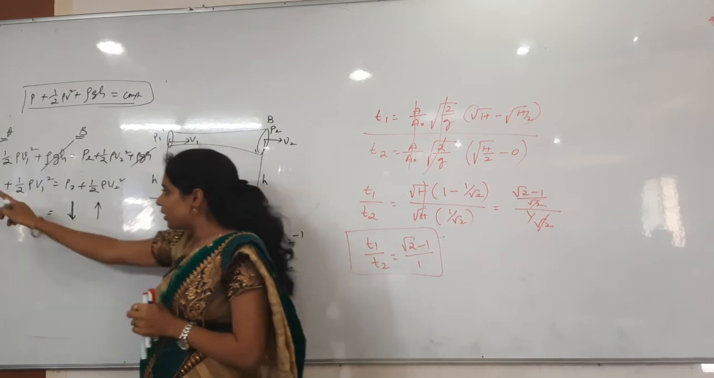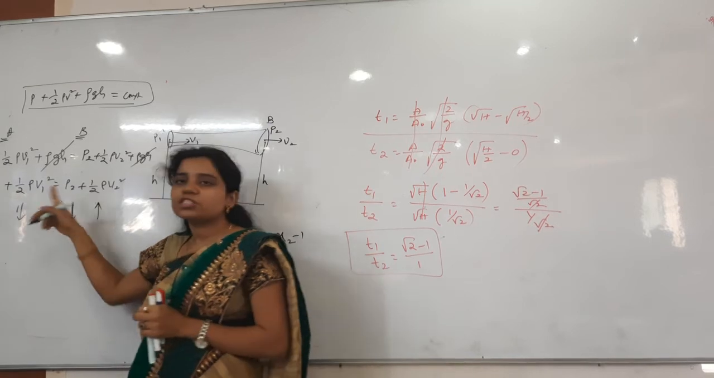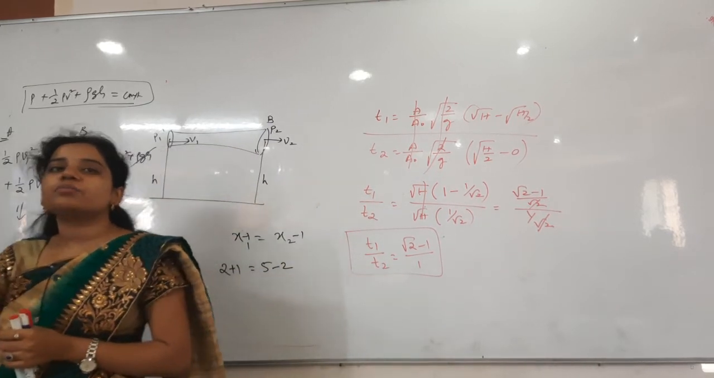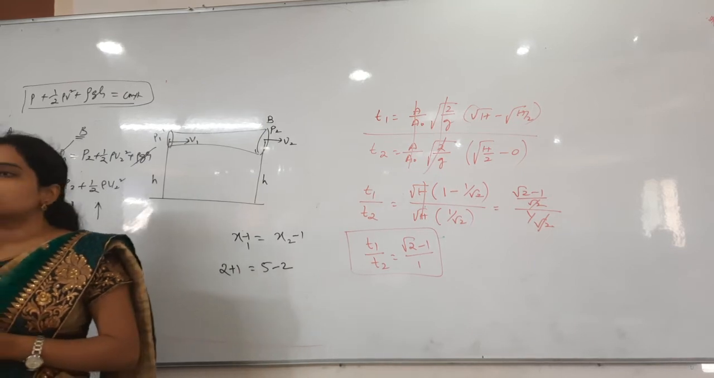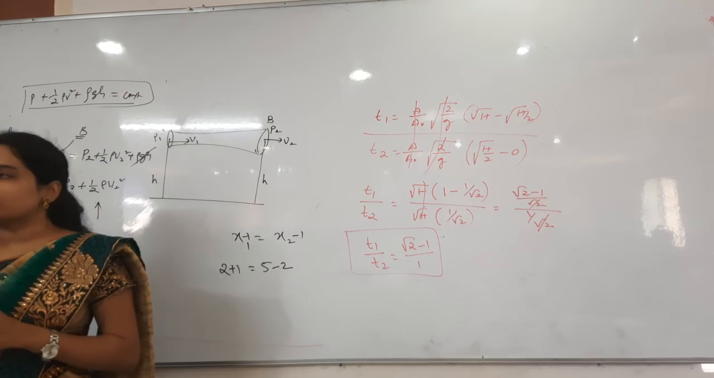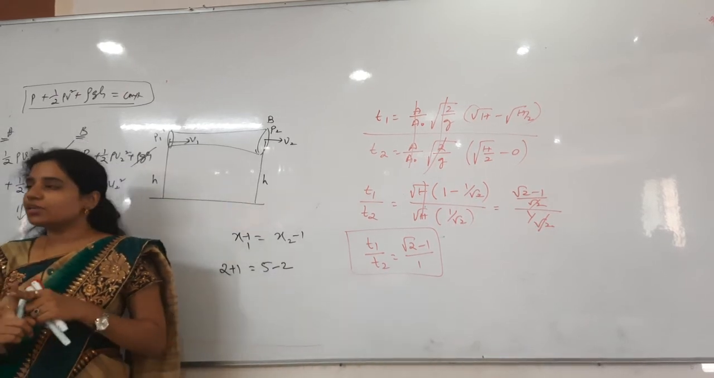Then what happens? Automatically, P1 is more means P2 will be less only. And V1 is less means V2 will be more only. So here the main thing is wherever the more pressure is there, the velocity will be very less. Wherever the less pressure is there, the velocity will be more. That is what you have to understand. Based on that only, you will get the dynamic lift concept.